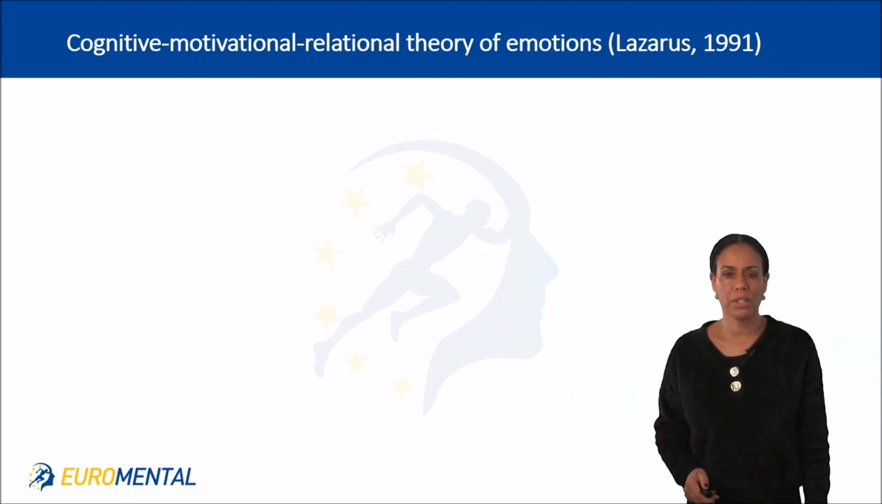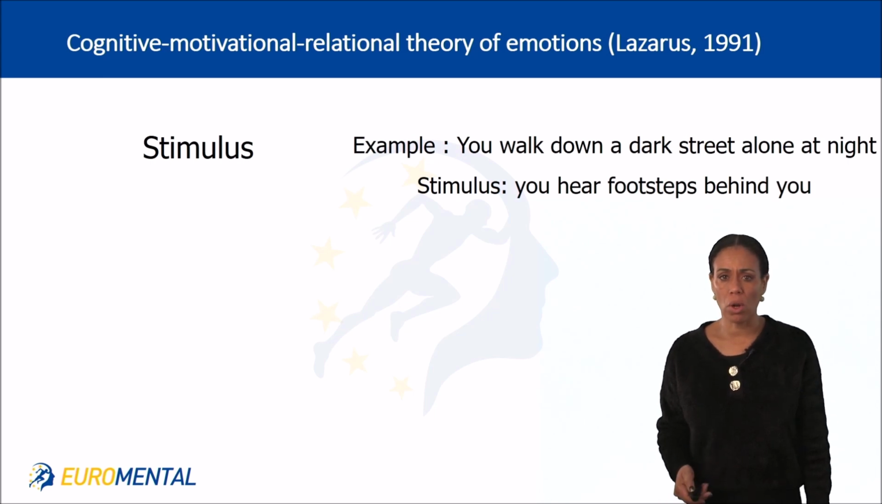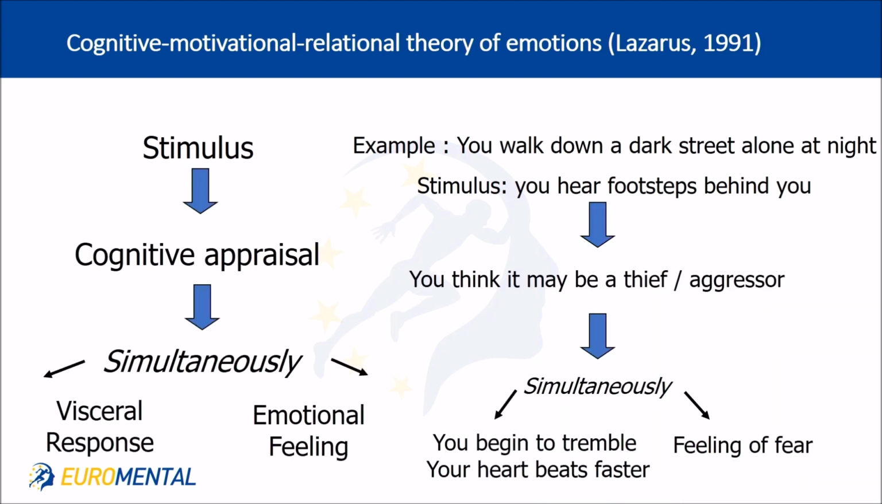In order to illustrate the cognitive motivational relational theory of emotion, let me use an example often used within the literature. You walk down a dark street alone at night, and you hear a footstep behind you. This is a situation, the stimulus. You can appraise the situation in a manner that you think it's maybe an aggressor just behind you. As a result of this cognitive evaluation of the situation, you will experience the emotion of fear, including physiological changes. You begin to tremble or your heart beats faster.